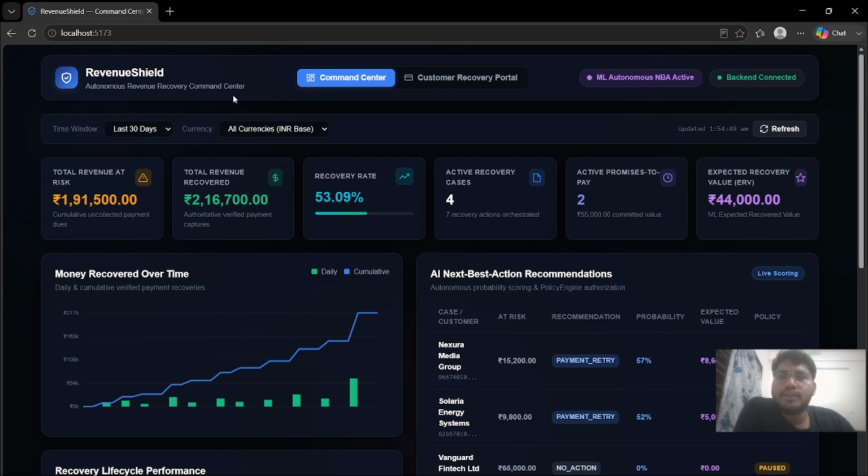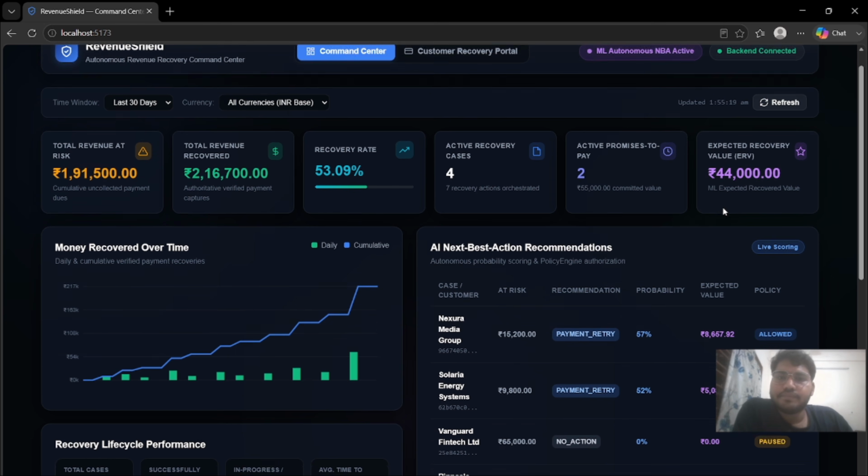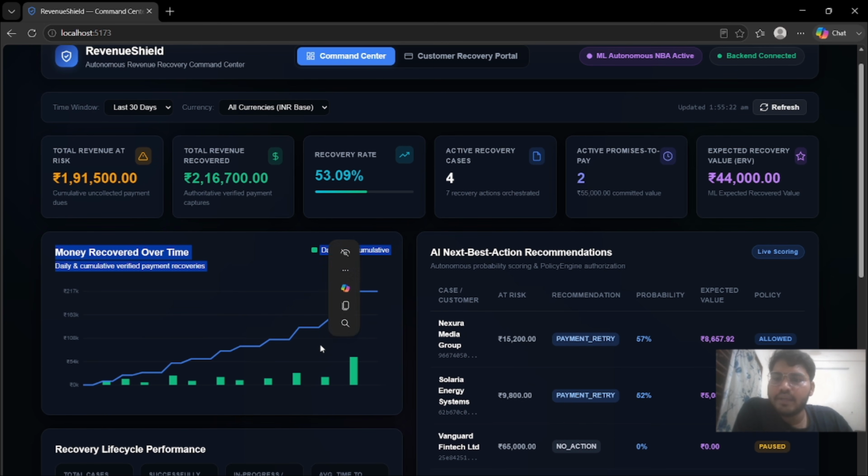The key metrics of this Revenue Shield command center: we are tracking a total revenue of 1,91,500 that is at risk, and the recovered revenue is around 2,16,000. And there is an ERV, expected recovery value, that is being calculated by our ML models across all the active pipeline cases. And here we have a money recovered over time curve. This keeps a track record of the last 30 days of money recovery.